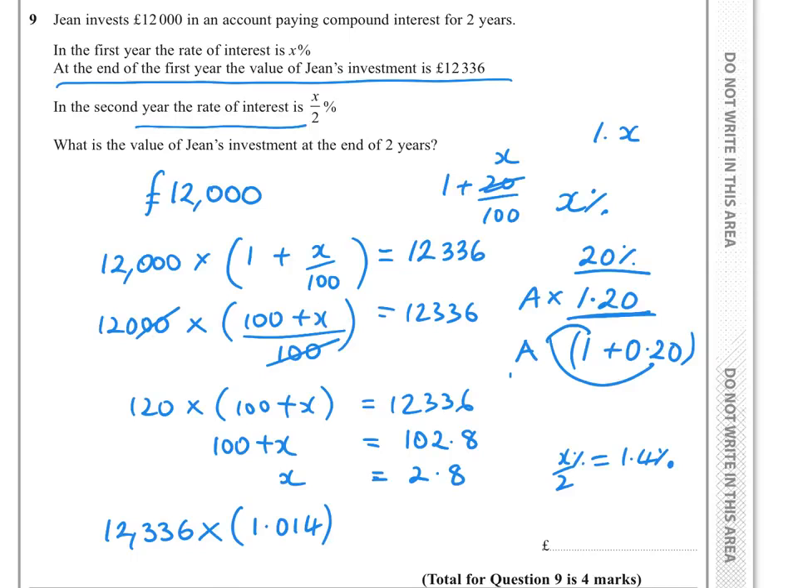So we just do that on the calculator, so we'd have 12,336 times 1.014, and that would give us 12,508.704, but as it's in pounds I would just leave it as this, and I would say to 2 decimal places, to the nearest penny, so to speak, and that would be my answer.